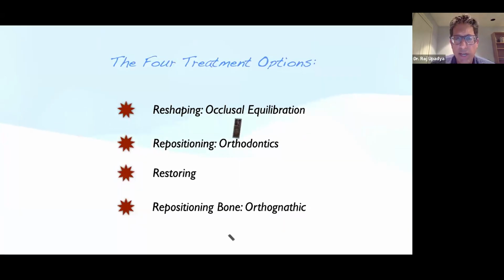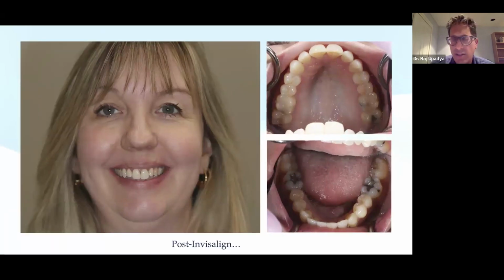So we have our 4 treatment options, and this is her post Invisalign. So much better rounded out arch forms. You can see she now has room for her tongue. The anterior relationship has been improved. We've got a nice incisal plane. We've got good overall, nice wide rounded arch forms, and we've got the anterior teeth in the right location.